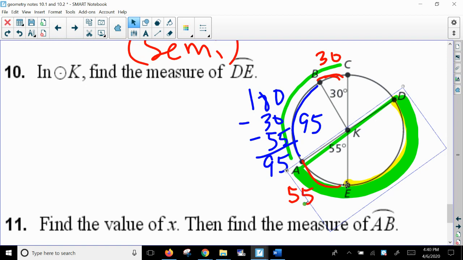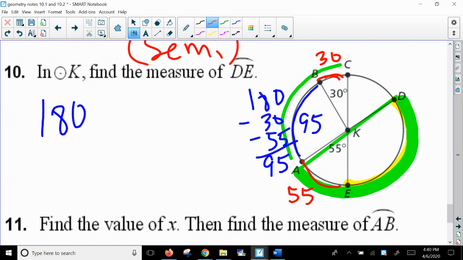This slice right here is 55. So how would I find that slice? Well, we know a semicircle is 180. Let's just do 180 minus 55. We always want the easiest way. My fault, I was about to take you all around the world.